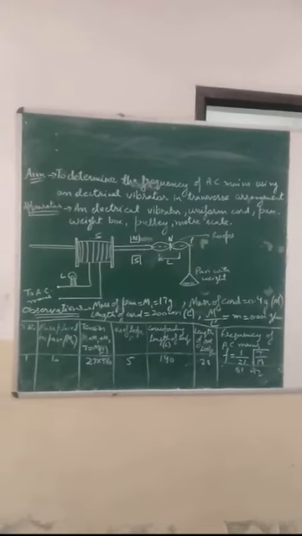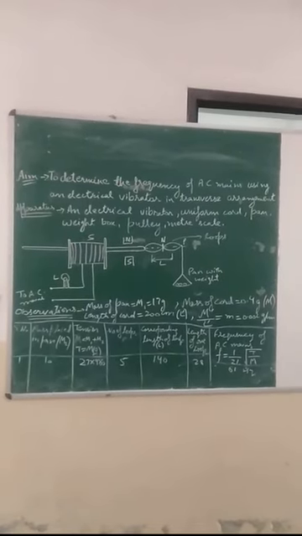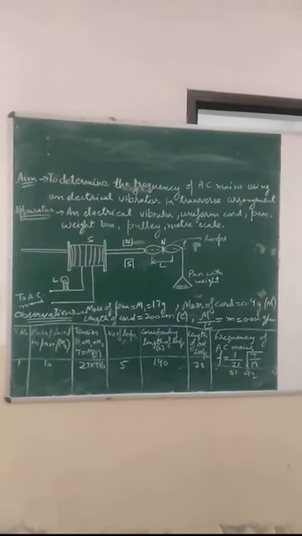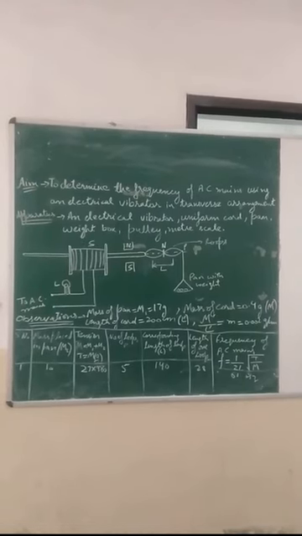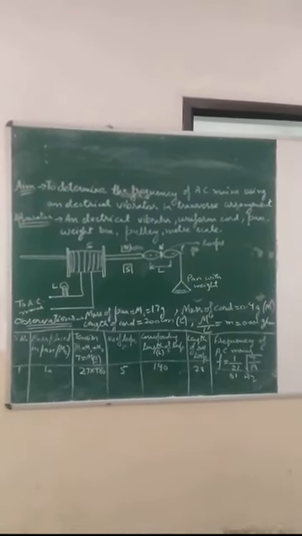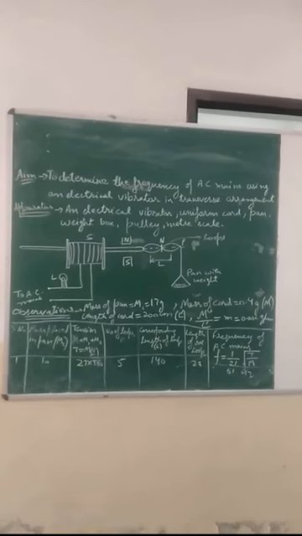So corresponding to this you can calculate for other values also. So take the mean of that frequency. This is how you can determine the frequency of AC mains using an electrical vibrator.